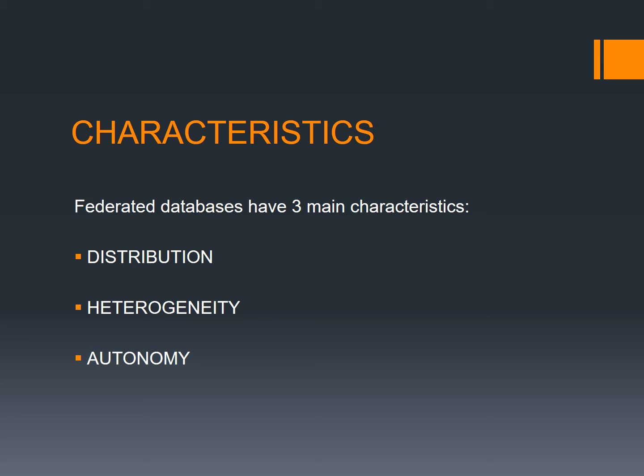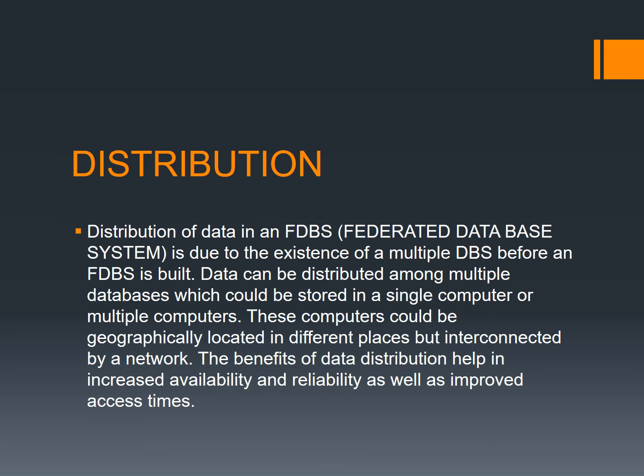Characteristics. Federated databases have three main characteristics: distribution, heterogeneity, and autonomy. Distribution. Distribution of data in an FDBS, federated database system, is due to the existence of multiple DBSs before an FDBS is built. Data can be distributed among multiple databases, which could be stored in a single computer or multiple computers. These computers could be geographically located in different places but interconnected by a network. The benefits of data distribution help in increased availability and reliability as well as improved access times.